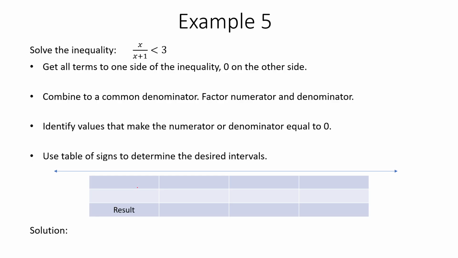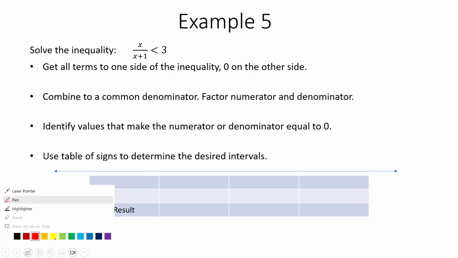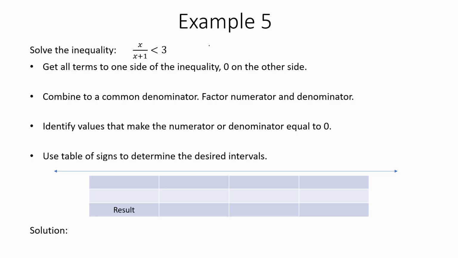All right, let's see if we can do this. Let me change my pen color back to blue. All right, now what I would need is an x over x plus 1 minus 3, and then that would be less than 0.